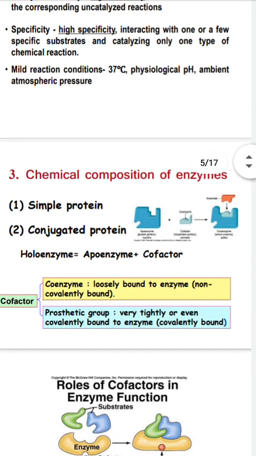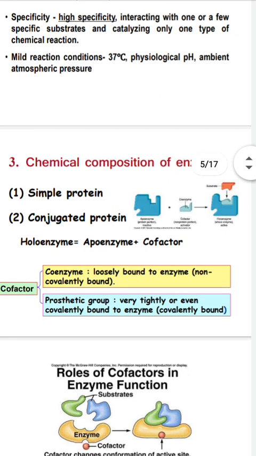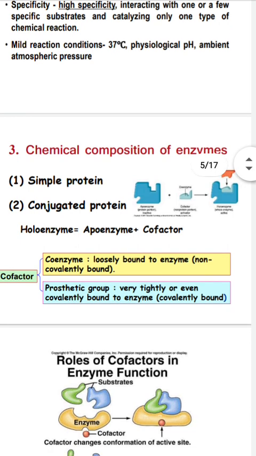Next comes the chemical composition of an enzyme. We have just seen the physical properties of an enzyme. Now we go to the chemical composition of an enzyme. We will see how an enzyme acts in a process. Enzymes are classified into two parts: simple protein enzymes and conjugated protein enzymes.